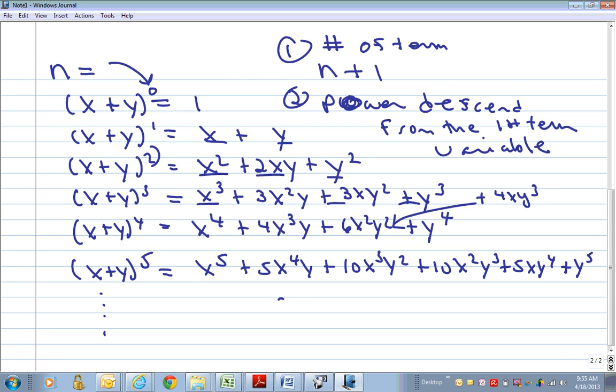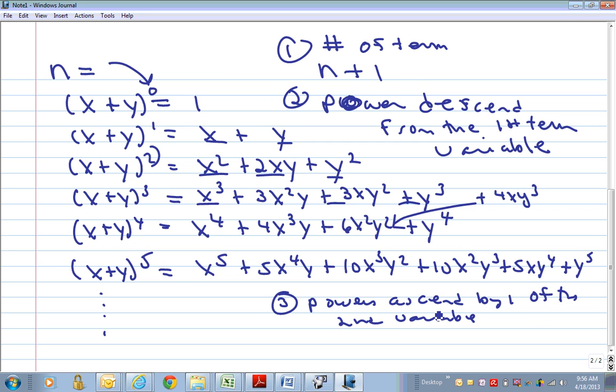So I'm running out of room here, and I want to get all this on one screen. So the powers ascend by 1 of the second variable, the y value. And it's not always x and y, but there will be two variables because it's a binomial.